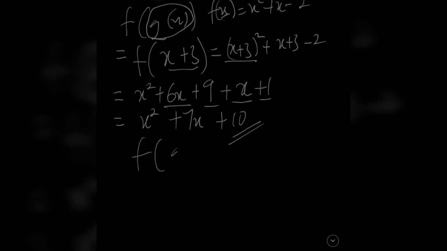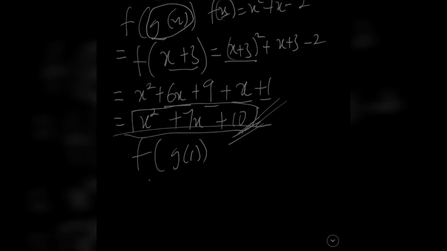Let's say you are given a follow-up question, to find f of g of 1, or you have done up to this part and you want to know whether your answer is correct or not. This is how you can verify. We replace x with 1, so we are finding f of g of 1. Because this is f of g of x, if we want to find f of g of 1, it's simply by replacing x with 1. So we get 1 squared plus 7 multiplying 1 plus 10, which gives us 18.